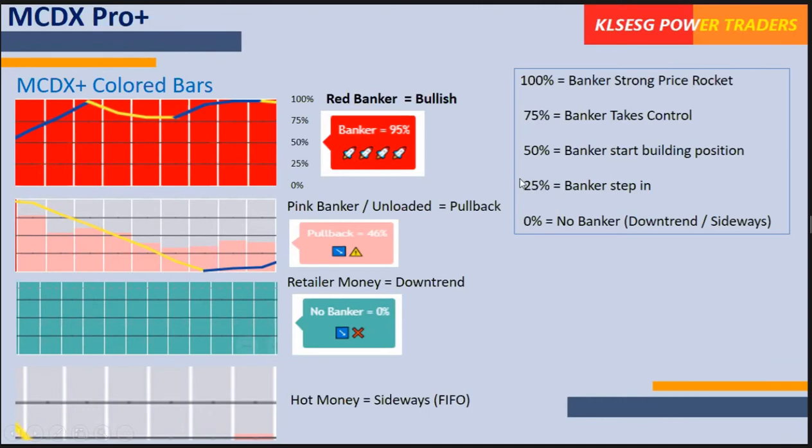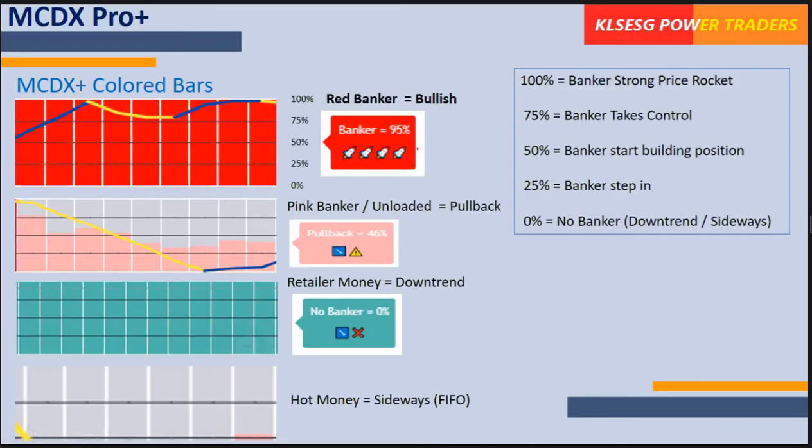All right. The banker view position goes from 25, 50, 75 to 100. We want to see the banker strong from 50% and above. At 75%, the banker takes control, and at 100%, the banker is strong and the price will rocket up. This is how we read the indicator.